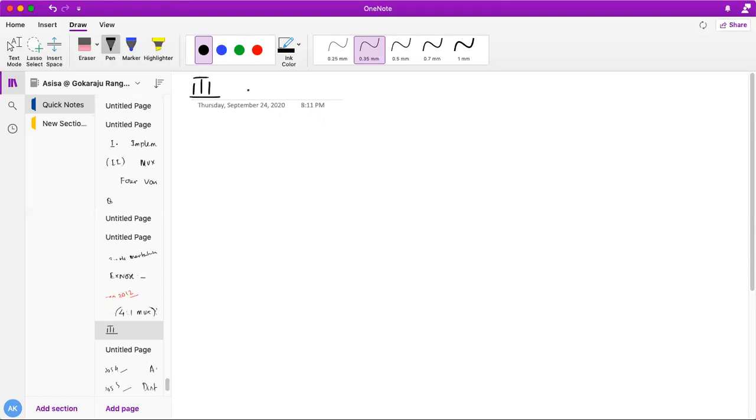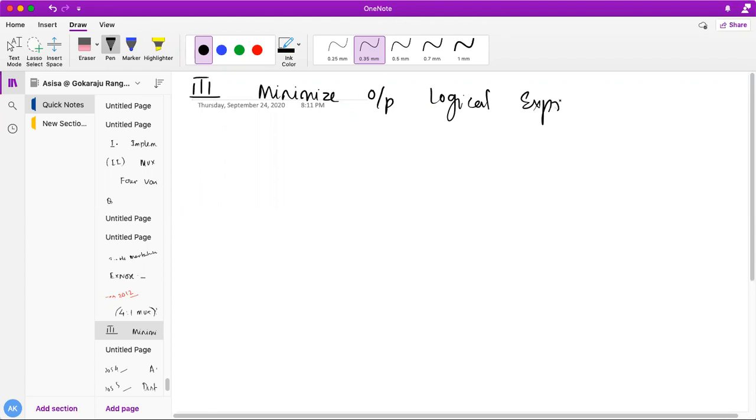Part 3 is minimizing the output logical expression. How can we minimize the logical expression, students? Till now we have studied two methods: one is using Boolean algebra, another one is the K-map method. We can also minimize our output logical expression using a mux.